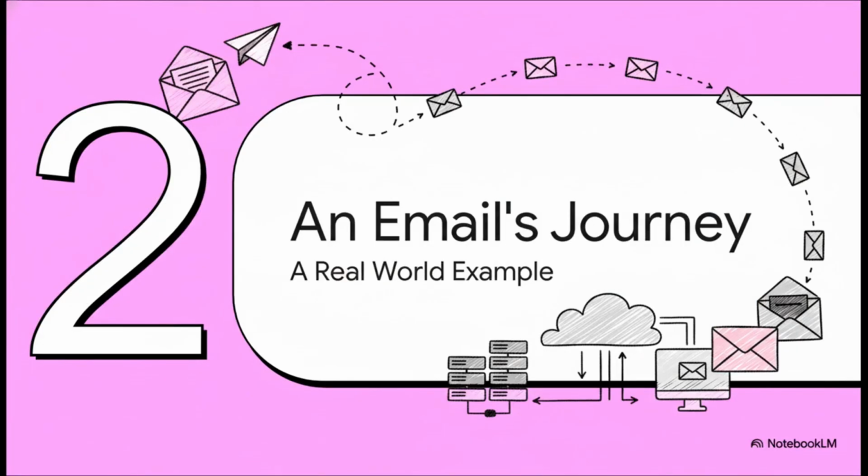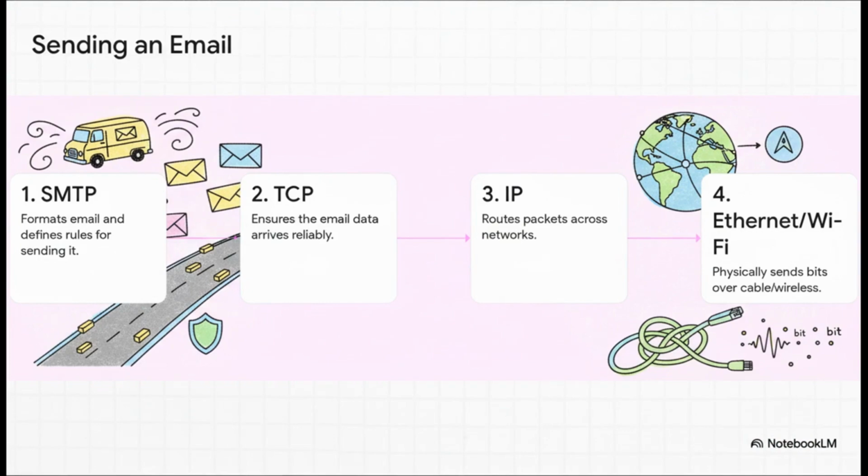So, the analogy is great for getting the concept, right? But let's see how this all clicks together in a real-world situation. Let's actually follow the journey of a single email, right from the moment you click that send button. So it's really a four-layer process. First, at the top, the application layer. Your mail van, SMTP, gets the email all formatted and sets the rules for the trip. Then, it hands it off to TCP, our highway system, which chops it up into little packets and makes sure it's all going to get there in one piece.